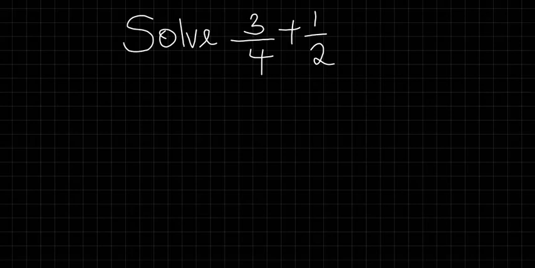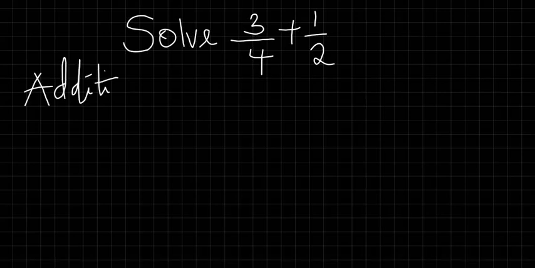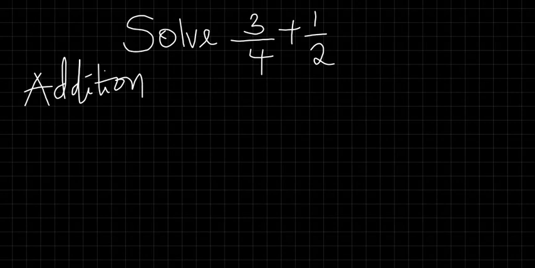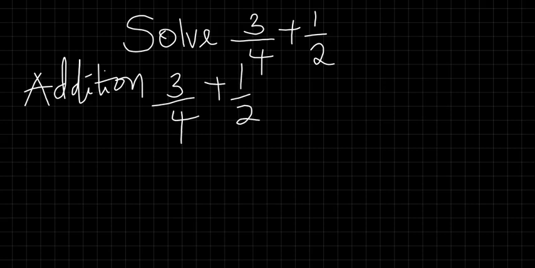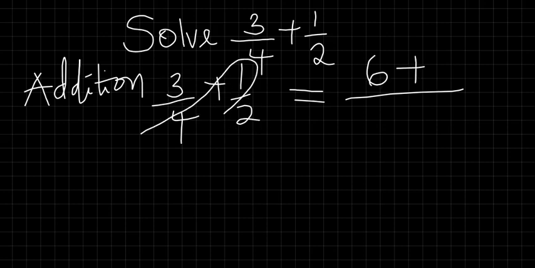The question says solve 3 over 4 plus 1 over 2. This is under addition of fractions, and what we are meant to do is 3 over 4 plus 1 over 2. We can just say multiply this and this, and also multiply this and this. So what we have is 3 times 2, that is 6, plus 4 times 1, that is 4.